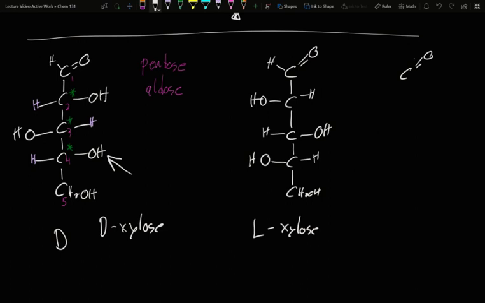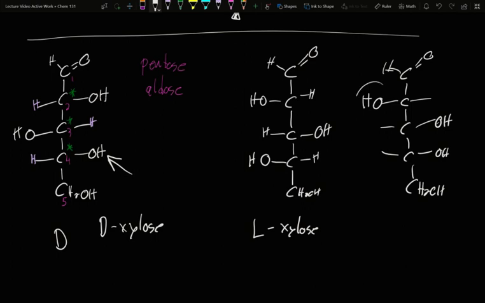If I had this molecule, it is again a pentose, it's an aldose, it's a D-aldose. However, it is not xylose. I have an OH on the left. Hey, I had an OH on the left. I have an OH on the right. I had an OH on the right.